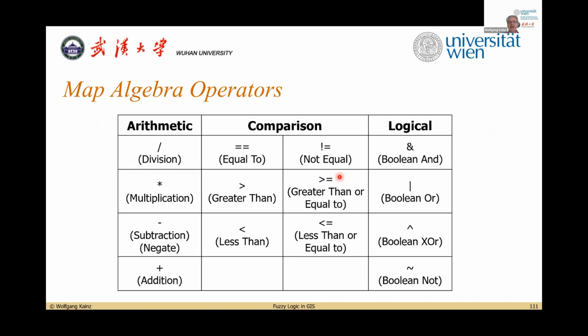The basic map algebra operators that you can use are, of course, the usual arithmetic operators: division, multiplication, subtraction or negation, and addition. But there are also comparison operators like equal, not equal, greater than or equal, less than or equal, and some logical operators: the AND operator, the OR operator, the exclusive OR operator, and the NOT operator. So these are basic operators besides the tools that you have in the spatial analyst toolbox.